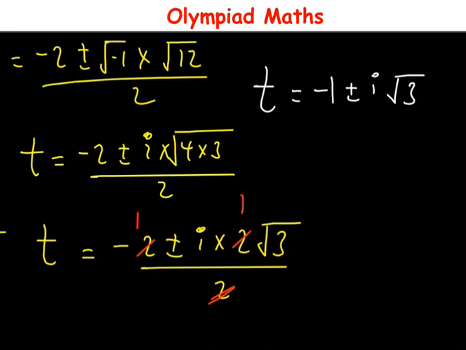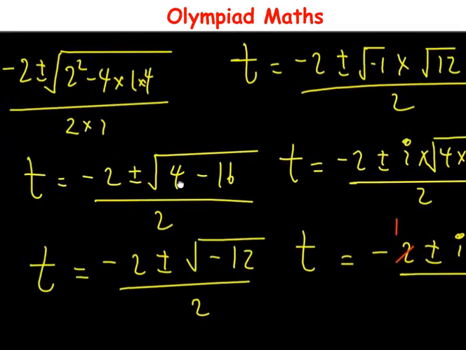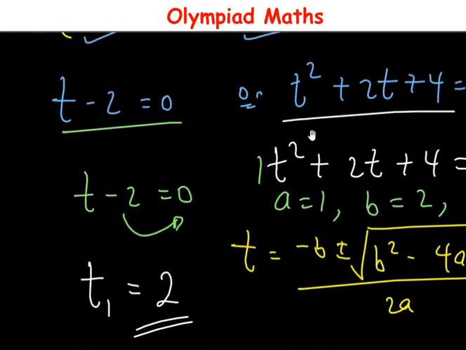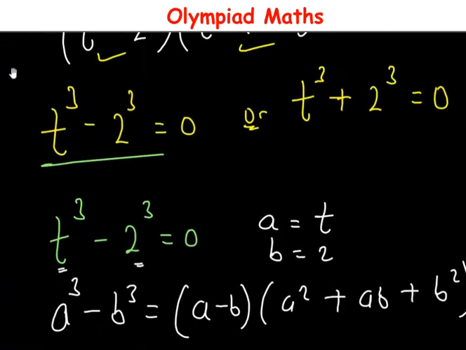So the second solution of t is equal to minus 1 plus i times root 3, while the third solution of t is equal to minus 1 minus i times root 3. Now we've gotten the second solution and the third solution and also the first solution of t. So this one is from this first equation. So let us then simplify the other second equation.